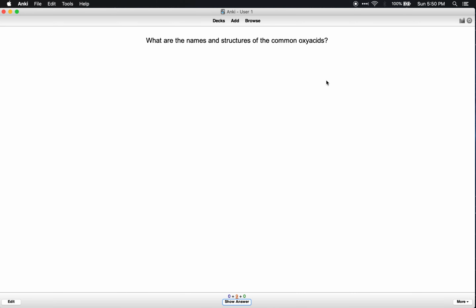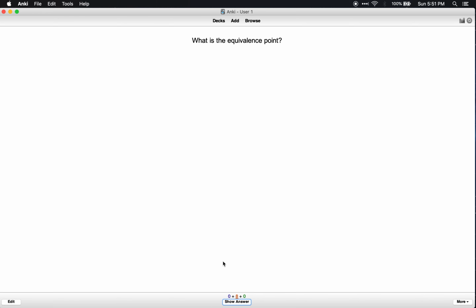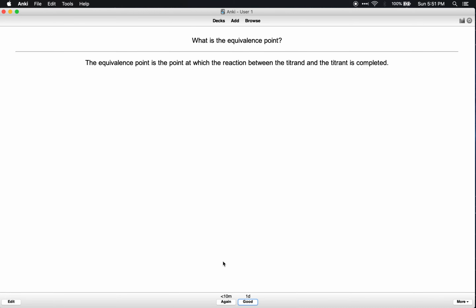We have CO3 2 minus is carbonate, SO4 2 minus is sulfate, PO4 3 minus is phosphate, BO3 3 minus is borate, CrO4 2 minus is chromate. What is the equivalence point? The point where the titration is over, when there are equivalent amounts of acid and base. It's when the titration is over, basically.